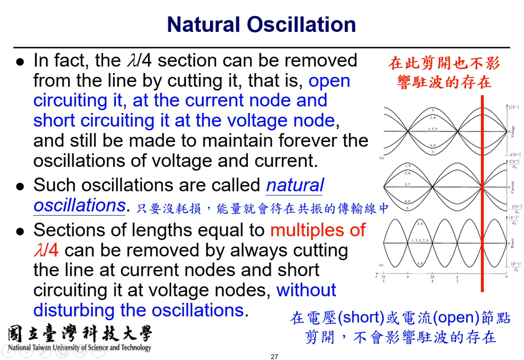In other words, you can cut off this section by doing what? By shorting the transmission line at this specific point. So it will require a short termination, open termination, short termination. And then you can have the resonance behavior appear on the transmission line without disturbing it.